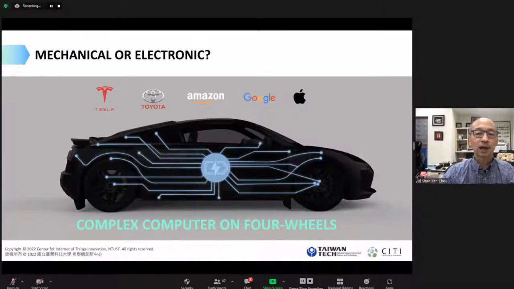Amazon, they have a car. It's a retail company selling everything, but it's a retail selling product. They suddenly make cars. Google, they make cars. Apple, they make car. Foxconn in Taiwan, they do assembly for so-called electronic manufacturing service, assembling Apple smartphones for Apple.